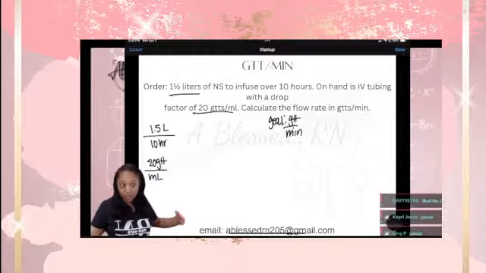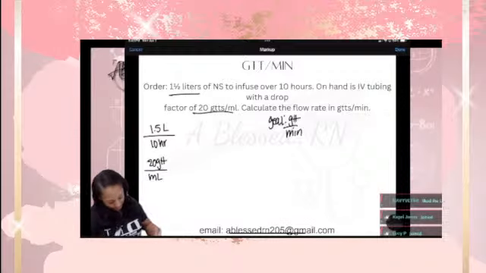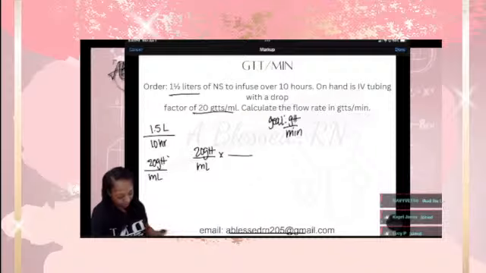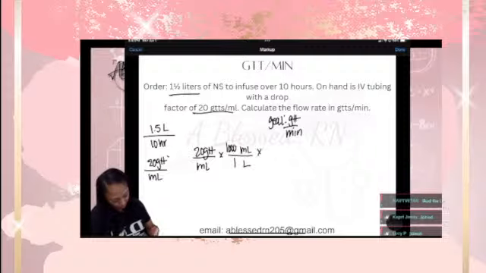I will show you how to do it both ways. All right, so we have drops on the top that we're looking for. We'll start with our 20 drops per milliliter. We have milliliter on the bottom, so we need milliliter at the top. We don't have milliliters, we have liters. So we'll do milliliter over liter. We know that there are 1,000 milliliters in 1 liter.